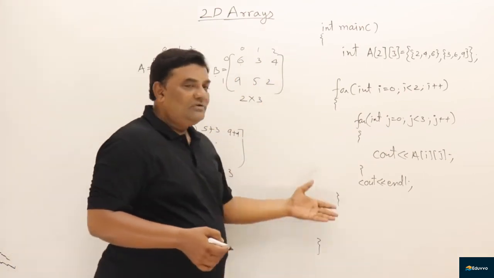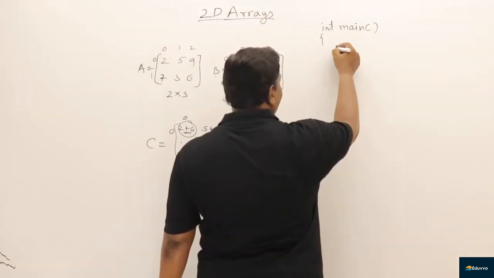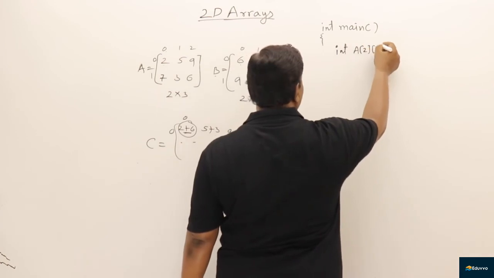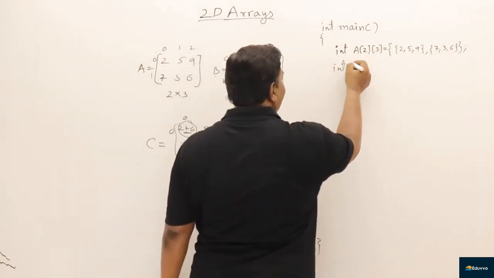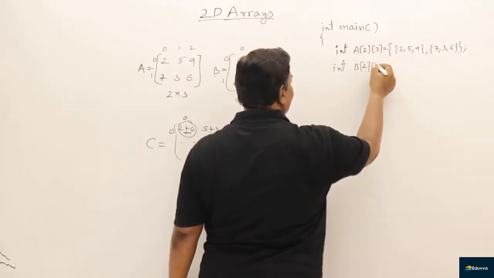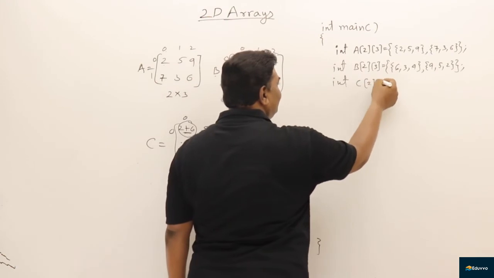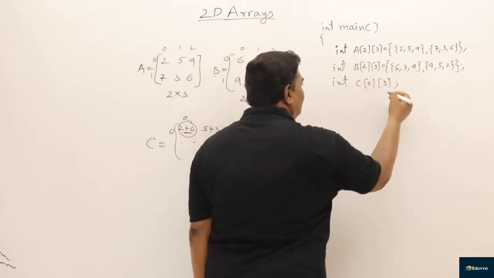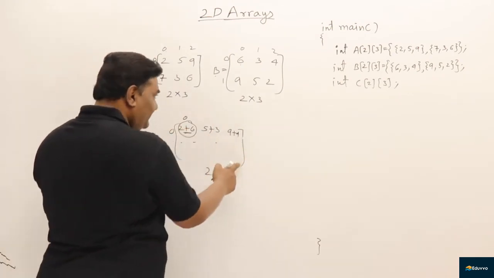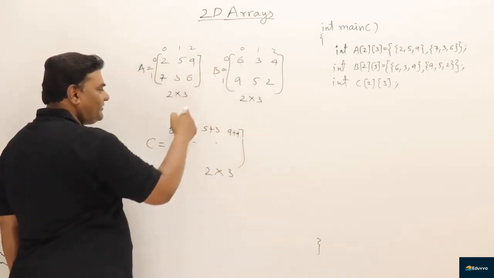I will write the code here for adding two matrices and displaying the result. First matrix I will take A, 2 rows, 3 columns. The second matrix B, I will take the same, 2 and 3. Then I need one more matrix, that is C. For that also I will create an array. Now what I have to do is go through all these empty locations in C, and for each location I should get the elements added from A and B.